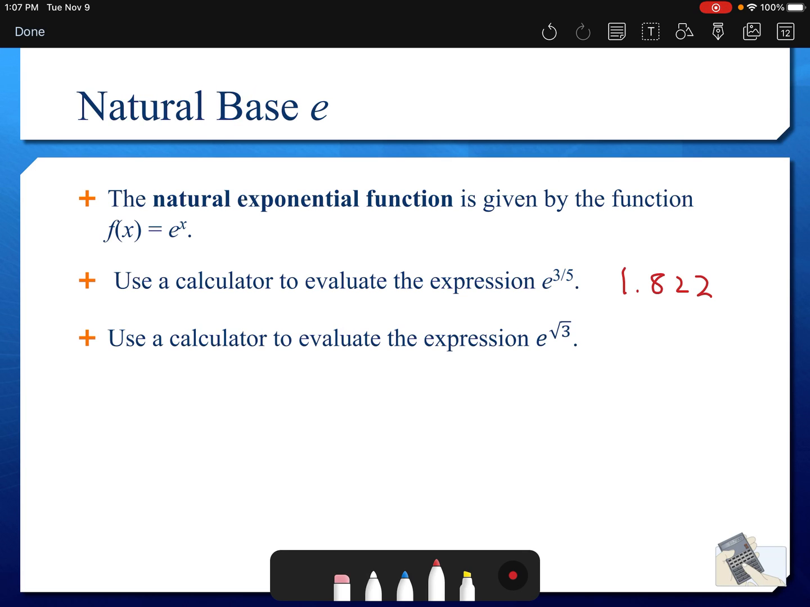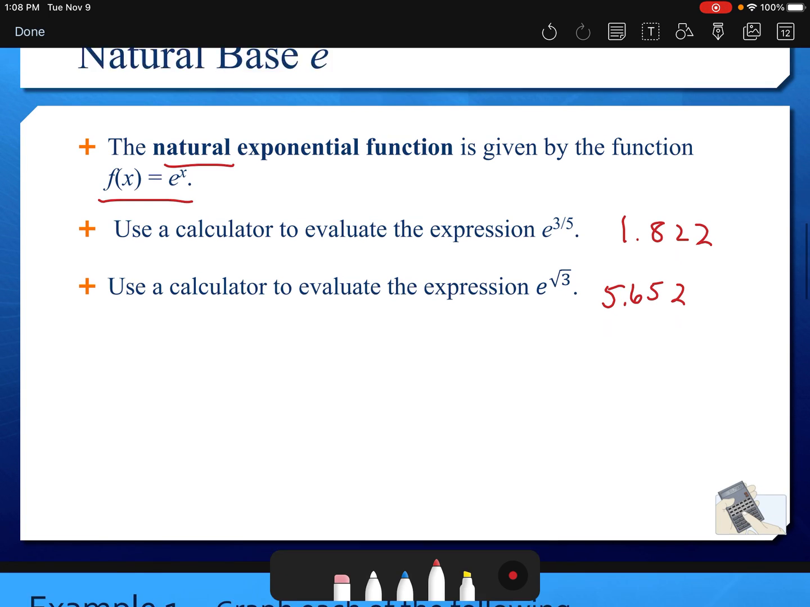And we could go on. e to the radical 3. So go ahead and try that. e to the radical 3 is about 5.652 if we go to the thousandths place. So just see that e is just what we call the natural number. So therefore the natural exponential function is f of x equals e to the x.